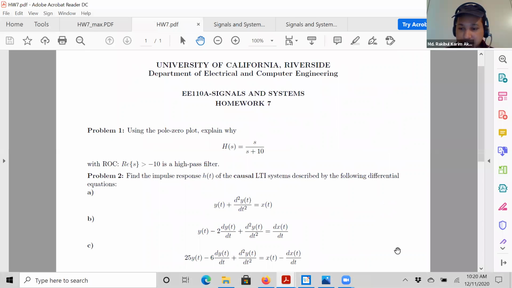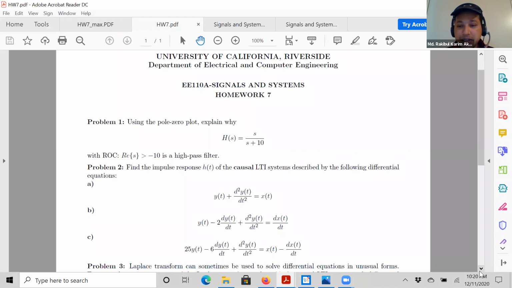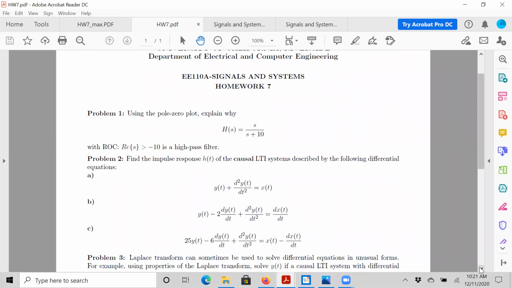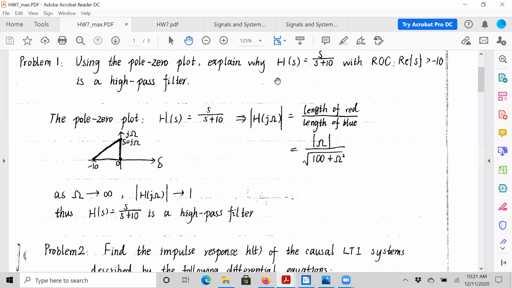Hello. So when we're drawing this, would it be necessary to also include the line for the ROC in the picture? No, it's not necessary here. I mean, not for this question.